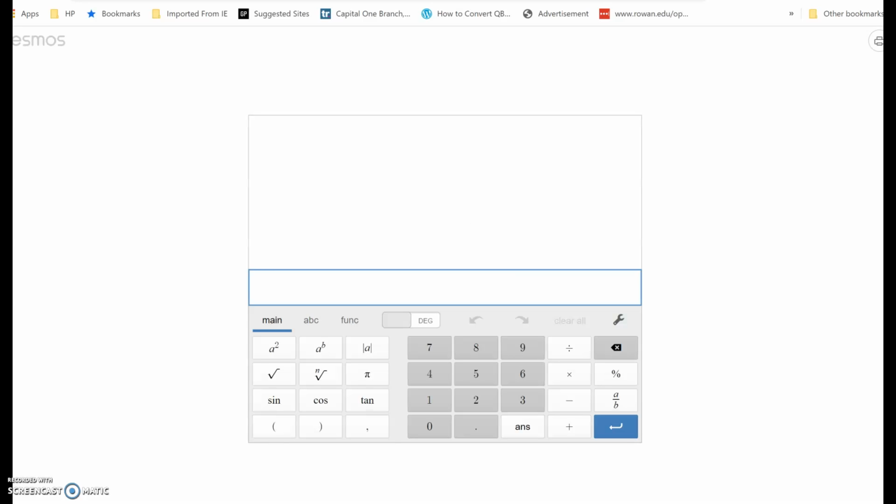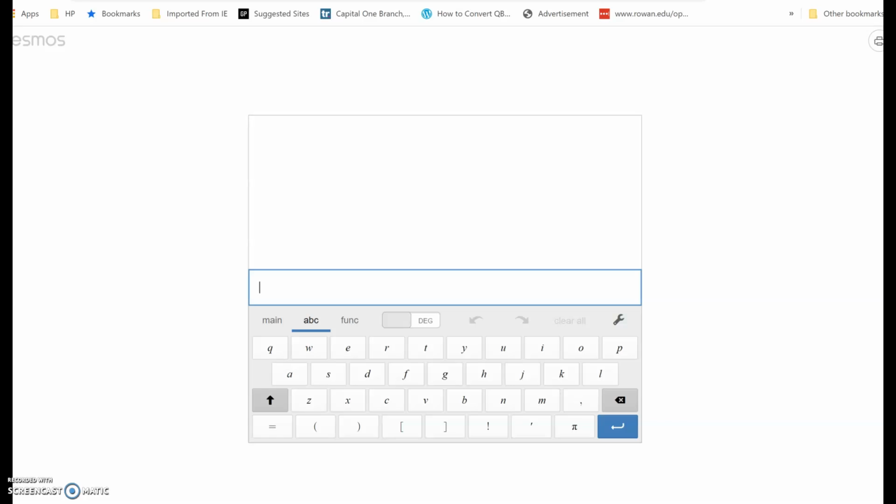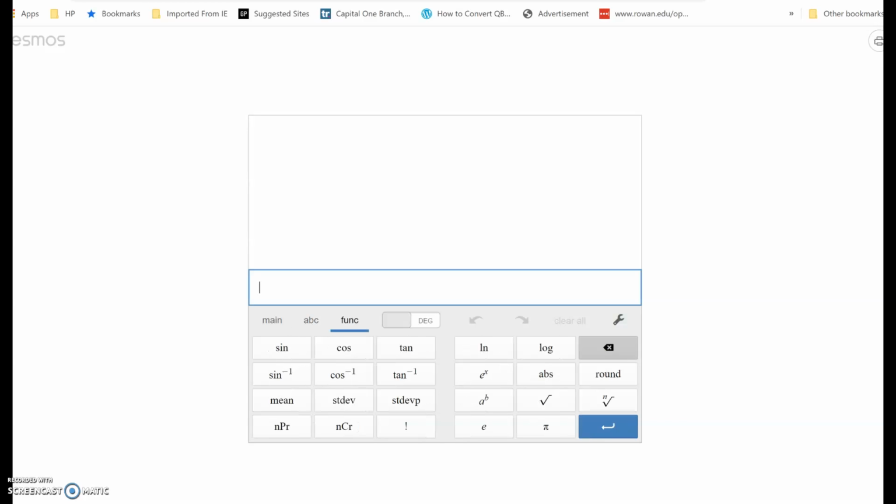We're kind of familiar with how Desmos works, and so here we have a fairly nice scientific calculator, and it doesn't seem to have a logarithm anywhere. So we could look at ABC, that's just kind of a keyboard. We look at functions, and there, lo and behold, we have a logarithm. So let's try logarithm of 1,000 and see what happens.